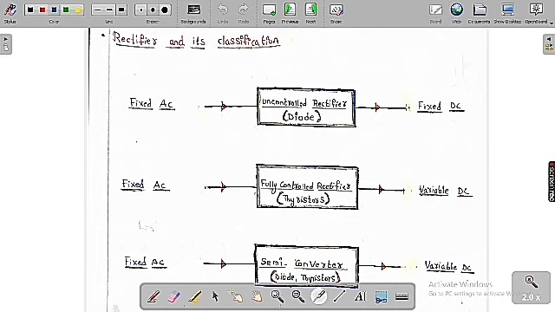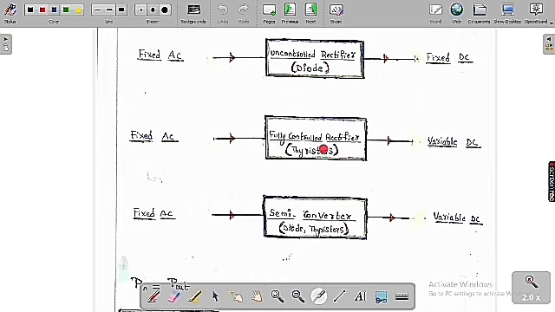So a fully controlled rectifier means each and every device in it is purely a thyristor. Because of that we say it is a fully controlled rectifier. Here all positions are under our control, so we are going to get a variable DC. We can also call it a full converter. Whereas a semiconverter is going to use some diodes and some thyristors.